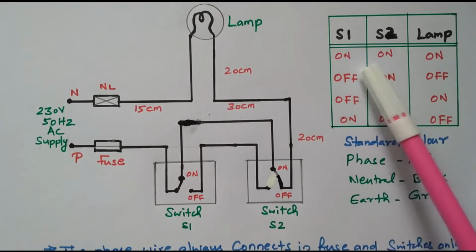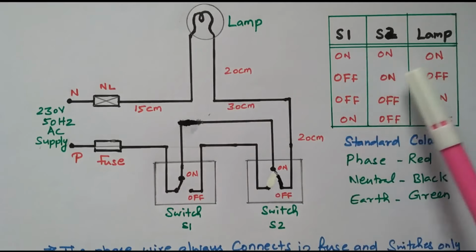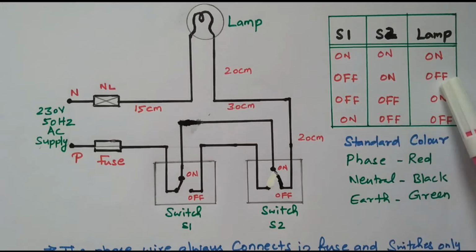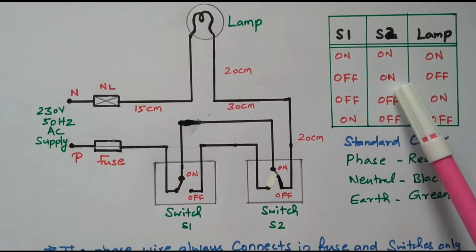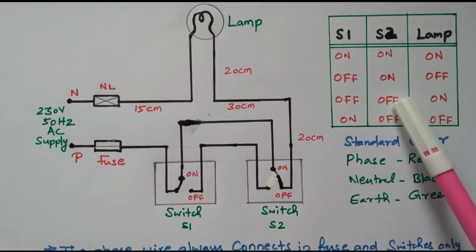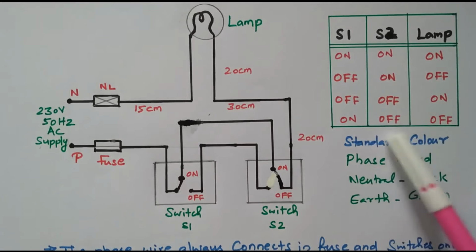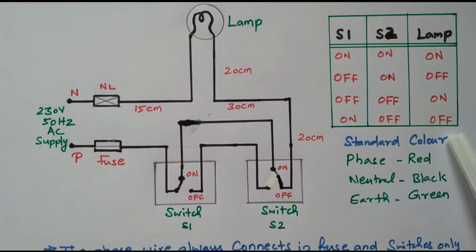Right? So initially both are on, the lamp is on. When switch S1 is put into off, the lamp will be turned off. If S2 is also kept in off, the lamp will be on. If S1 is on and S2 is off, that also the lamp will be in off condition. So it is operated independently. If any one switch is operated while the lamp is in on condition, it will go off.